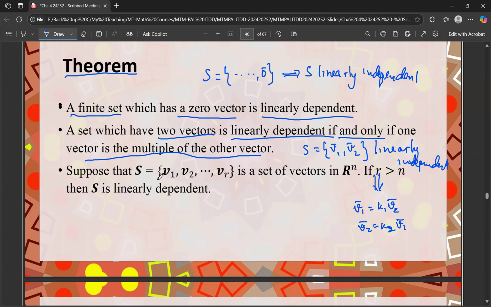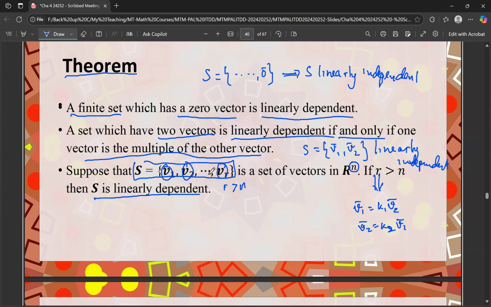And this one: if the number of vectors in this set is greater than the dimension of the vector space, then S will be linearly dependent.